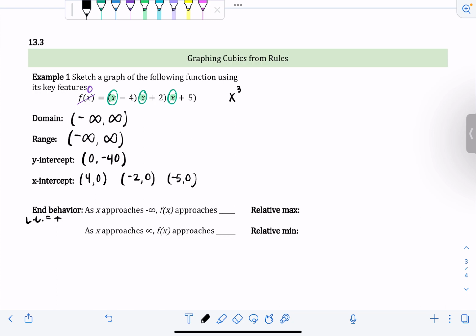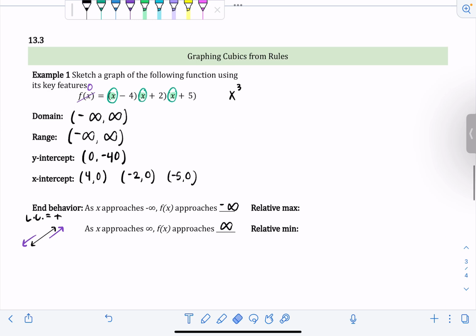That means it trends like a positive slope, so it goes up and to the right. So for our end behavior, as x approaches negative infinity, that's the left side of the graph, it's going downward, so f of x approaches negative infinity. And then as x approaches infinity, that's the right side of the graph, the graph is going upward, so f of x approaches positive infinity. And then the relative max and min we can't find until we really sketch it.